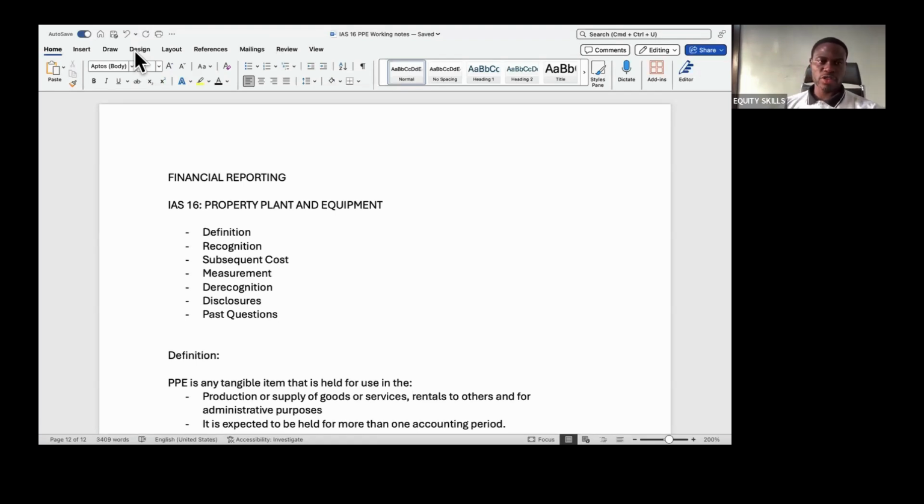Today, we are going to be moving forward on IAS 16. If possible, round it up if we can. That's the objective today. So far, for this class, from what I can see here on PPE, I know we have looked at definitions. I know we have looked at recognition. I know we have looked at subsequent cost. I know we have looked at measurement. So we just need to round up a few things on measurement today.